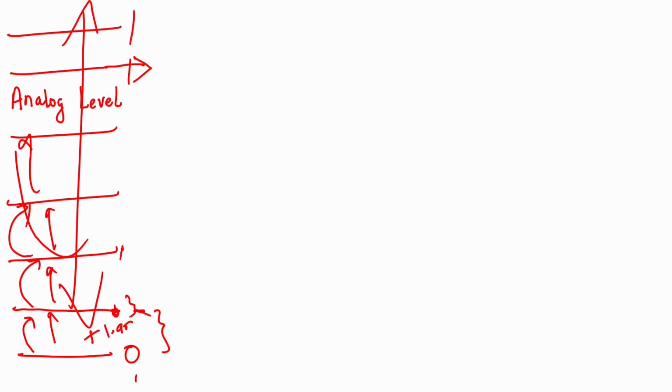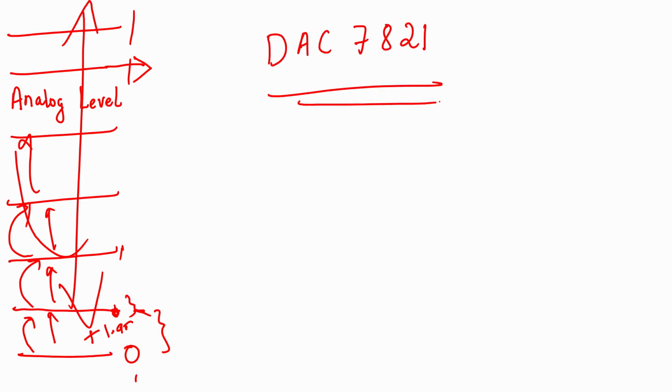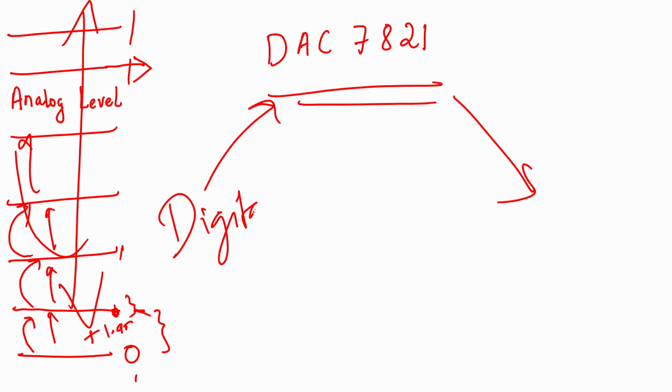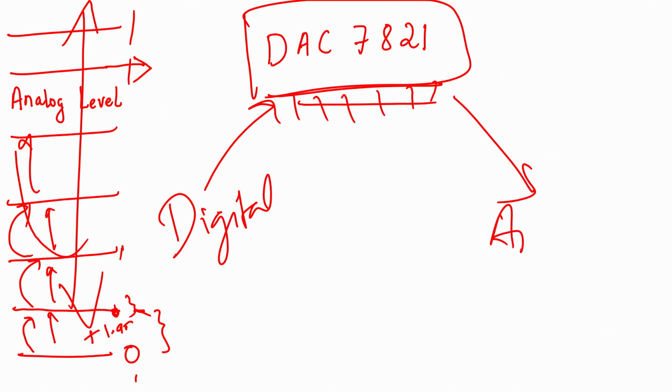There is one IC that they have used, which is the DAC 7821 IC, a Texas Instruments IC. There are a lot of integrated circuits available that do analog to digital and digital to analog conversion. The IC that they have used in the board is the DAC 7821. This IC is used in the board to do the digital to analog conversion. So you have an IC like this and it will convert digital to analog.